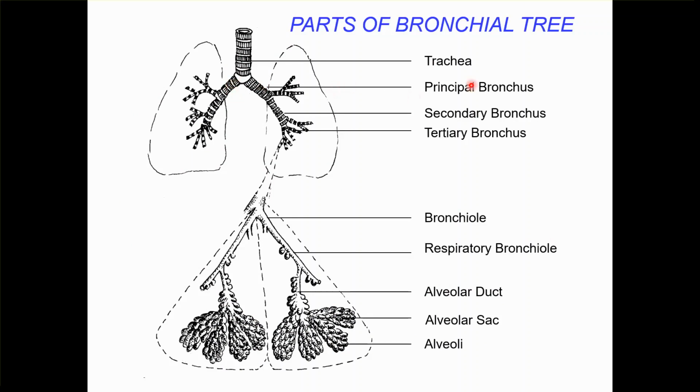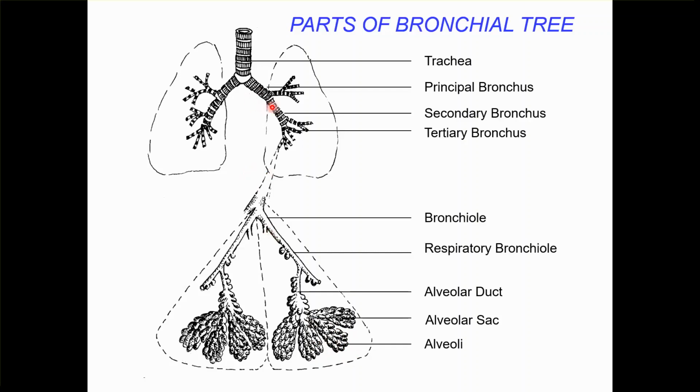Next, the trachea divides into the bronchus at the T4 level. It is called the principal bronchus or primary bronchus, and then it further divides into secondary bronchi. The secondary bronchus divides into tertiary bronchi, and the tertiary bronchus gives the bronchiole or terminal bronchiole, which further gives the respiratory bronchiole. The respiratory bronchiole gives the alveolar duct. From the alveolar duct you have the alveolar sac, and inside the sac you have the alveoli. They look like a bunch of grapes. They can also be called the acinus.